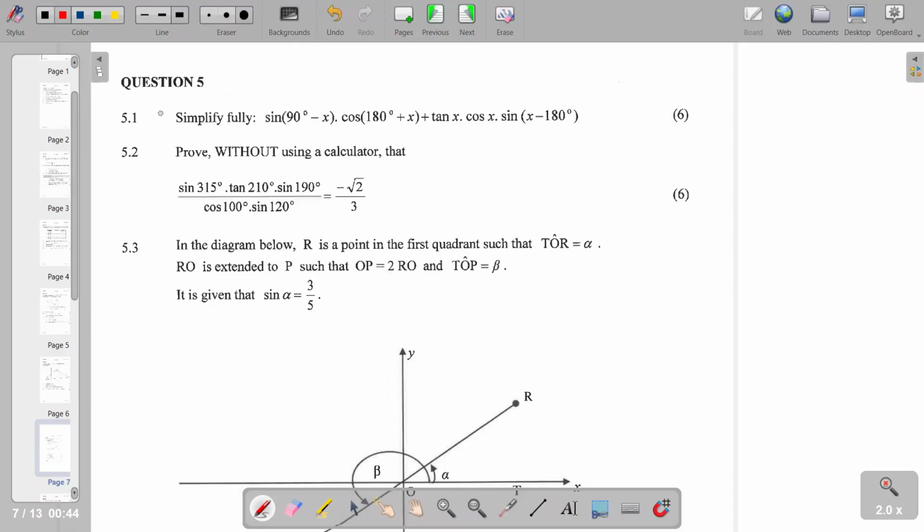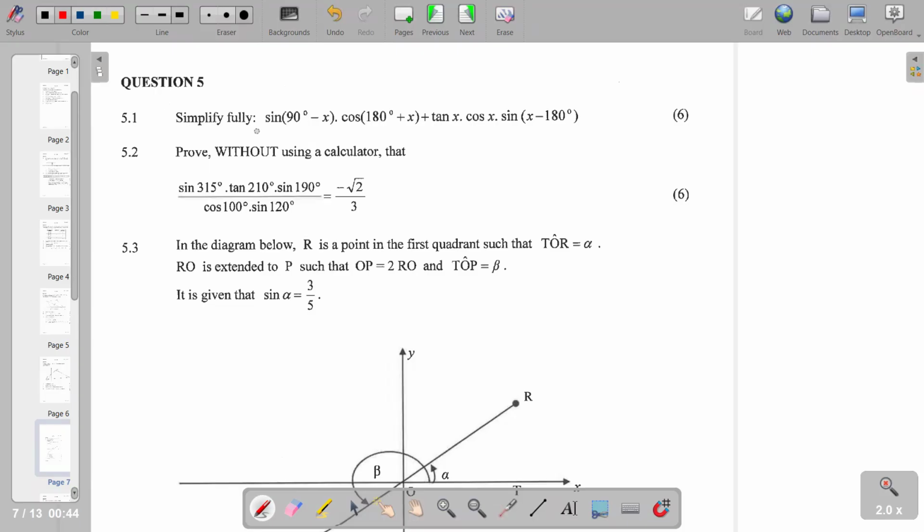Right. We are going to be concentrating on the paper which was written in 2017, grade 11, November 2017. It was a national paper. So we are on question 5, trigonometry.